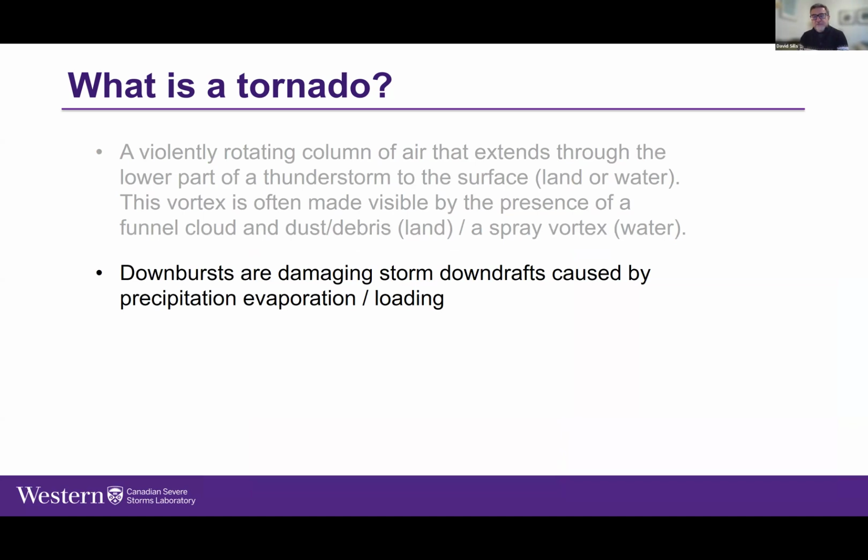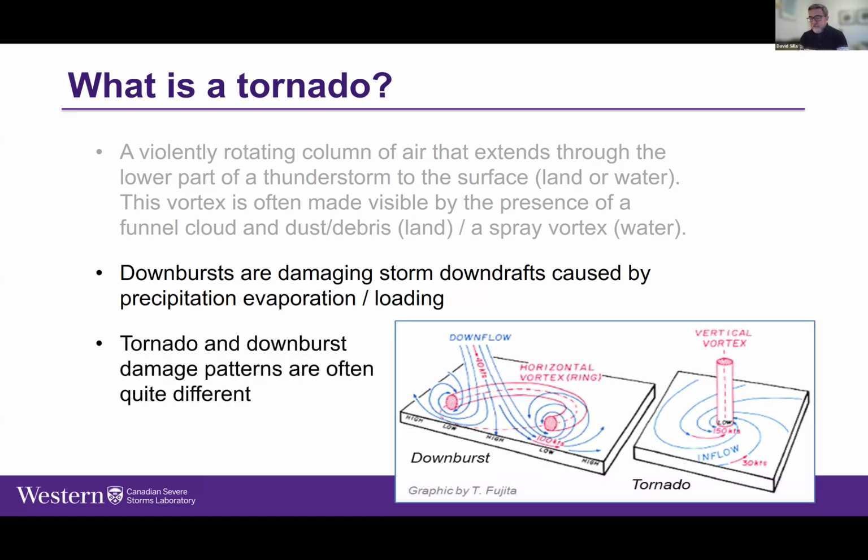And then there are downbursts. So while we're looking for tornadoes and finding damage due to wind, we often are finding downbursts, and these are damaging storm downdrafts caused by the storm's precipitation evaporating and also precipitation loading within the storm, the force that the precipitation has in the air around it. So these are two things that are causing most of the damage due to wind, the tornado and downburst, and their damage patterns are quite different.